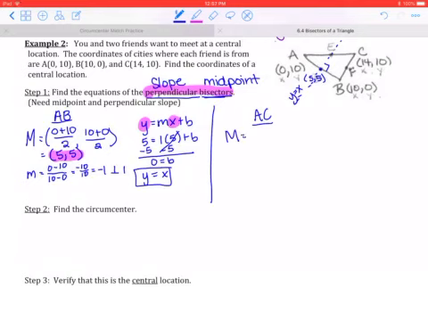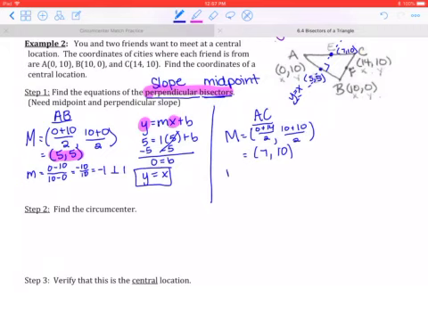To find the midpoint of AC is the first thing I'm going to do. So I add together those x values and divide by 2. Do the same thing with the y values. And I find that my midpoint is 7, 10. So that would be the coordinate of this point E right here. I can label it if I'd like.